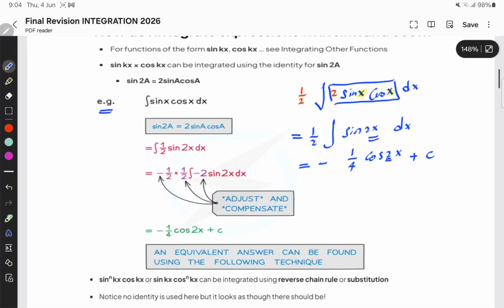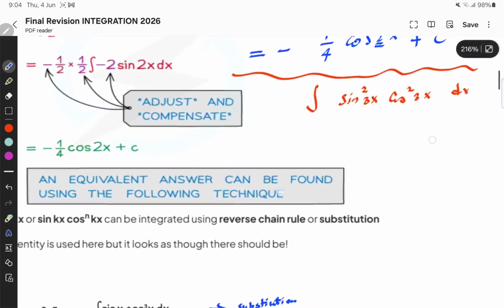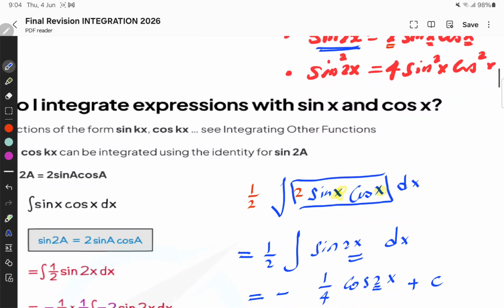Okay, what if I got a question like that? The integral of sine squared 3x cosine squared 3x with respect to x. What happens if you face a question like that in the exam? Just work normally. I know that here I have sine squared cosine squared, and you know that if you square sine 2x, it will be 4 sine squared cosine squared.